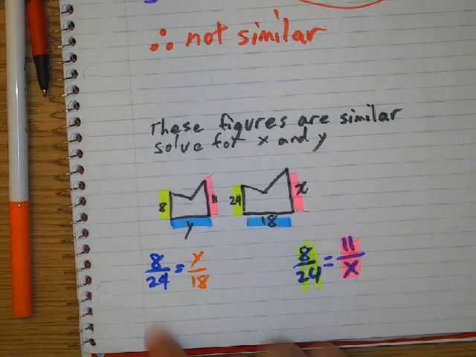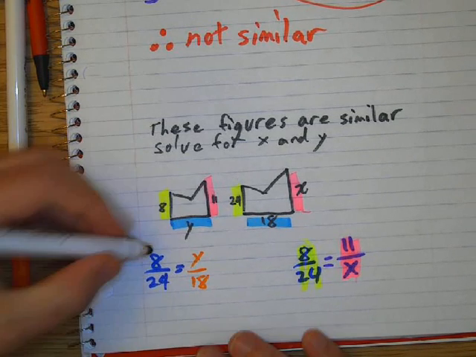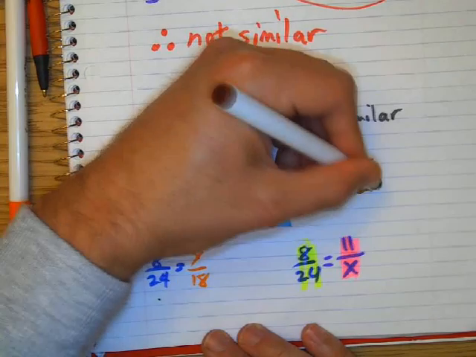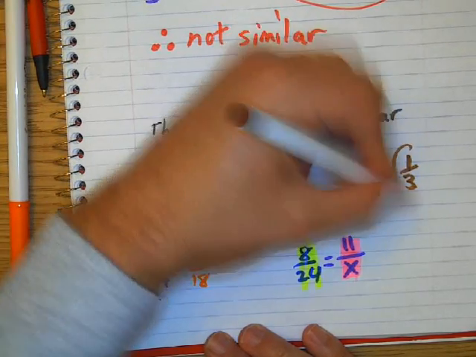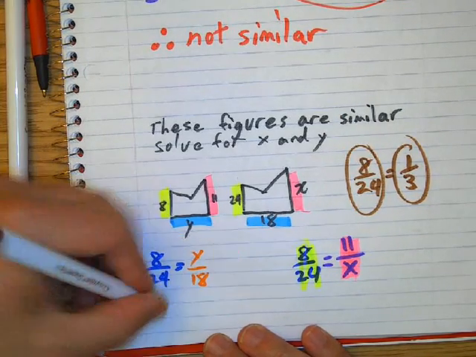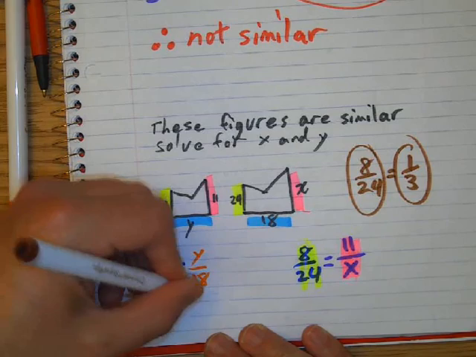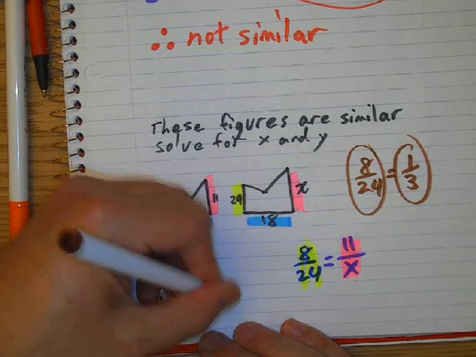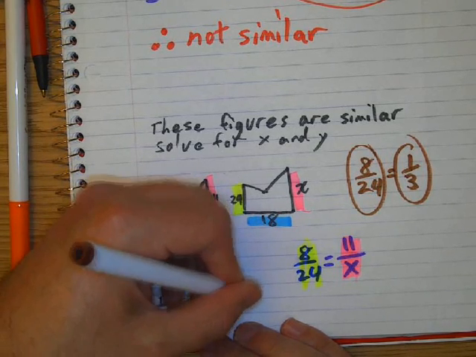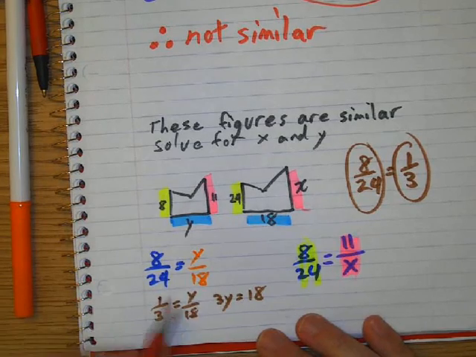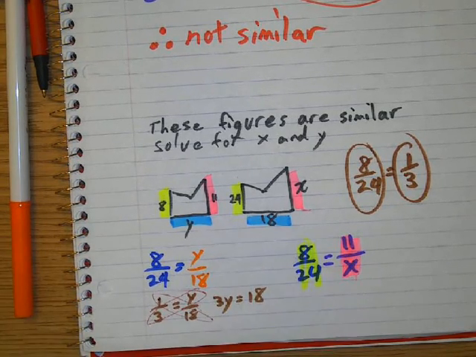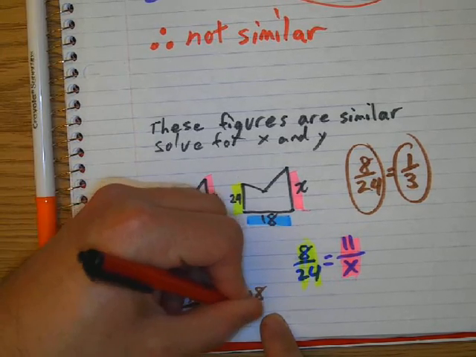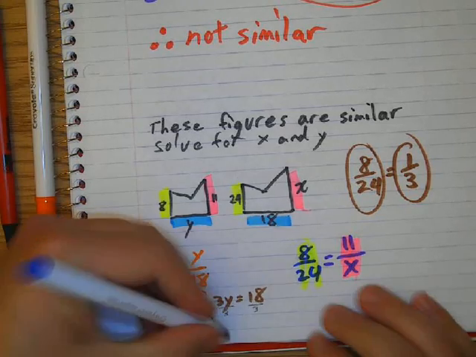Now 8 goes into 24 3 times. So I could say 8 over 24 equals 1/3, because 8 goes into 24 3 times. So we can say 1/3 equals y over 18. So I could say 3 times y equals 1 times 18 if I am cross multiplying. And then if I divide both sides by 3, then I get that y equals 6.